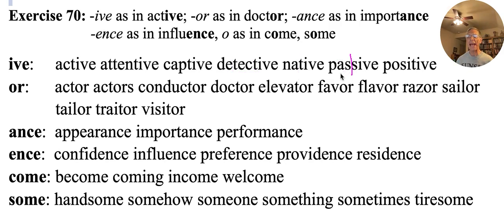Next is passive. Passive is the opposite of active. He was not very active, but he was passive. He just sat there. Next is three syllables. Interesting. Positive. Mr. Potter tries to be a positive person.